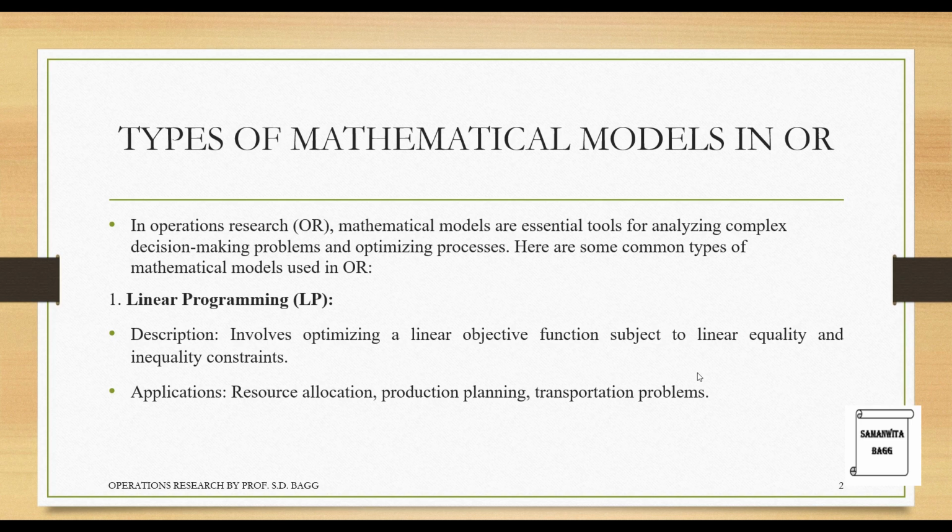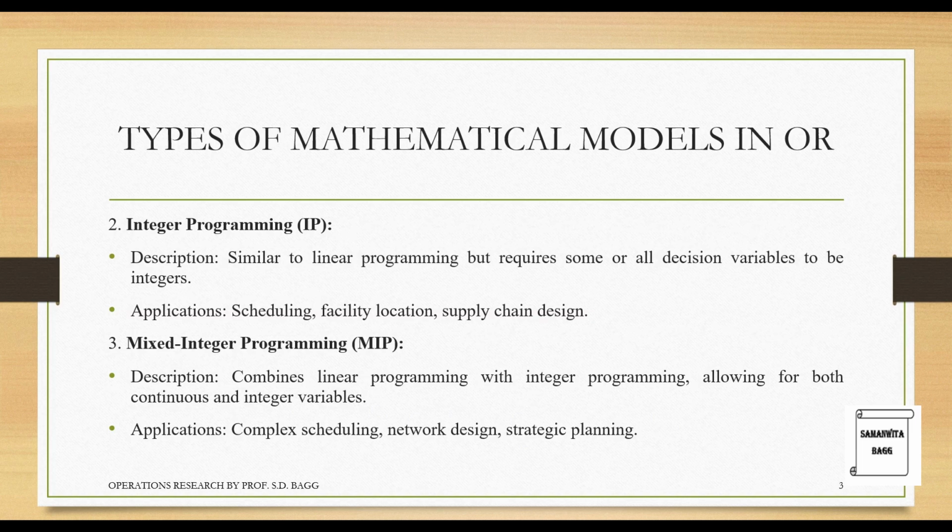We will have certain equality or inequality constraints, and then we are going to solve the numericals for various types of problems, the ones which are mentioned over here in applications. The next is integer programming (IP), similar to linear programming but requires some or all decision variables to be integers. So this is important, where the value of the variables or the decision-making variables like x1, x2 need to be integers. Applications: scheduling, facility location, supply chain design.